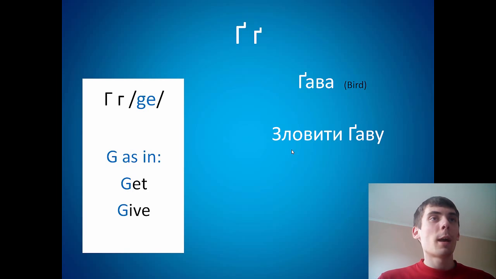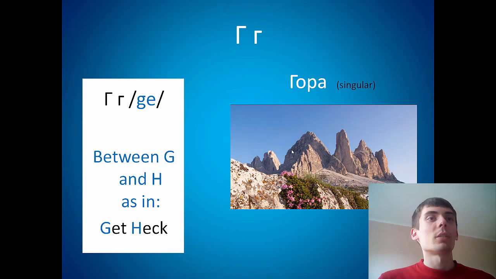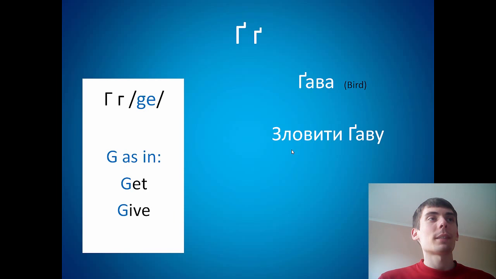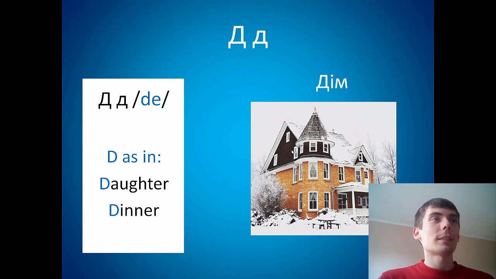Okay, the letter Ґ. The previous one was just Г. This one is Ґ. So it's stronger, and it is completely as in English, G. Let's move to the next letter, which is D. It's just the same as in daughter, dinner. What you have to pay attention to here is that the sound is the same, but the writing is different. Дім, the house in Ukrainian, дім.